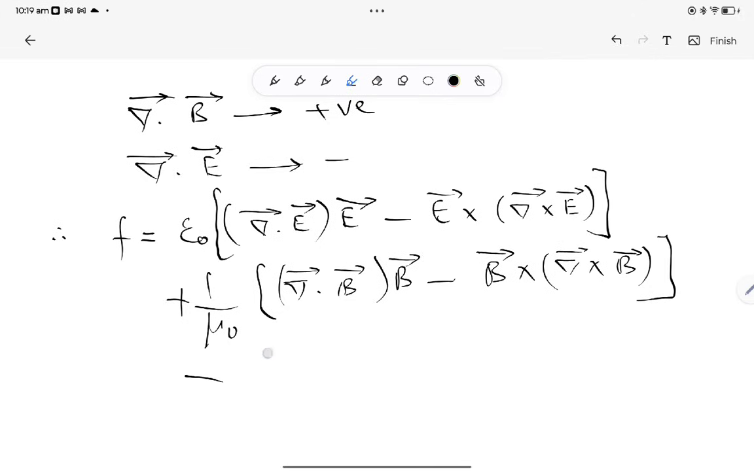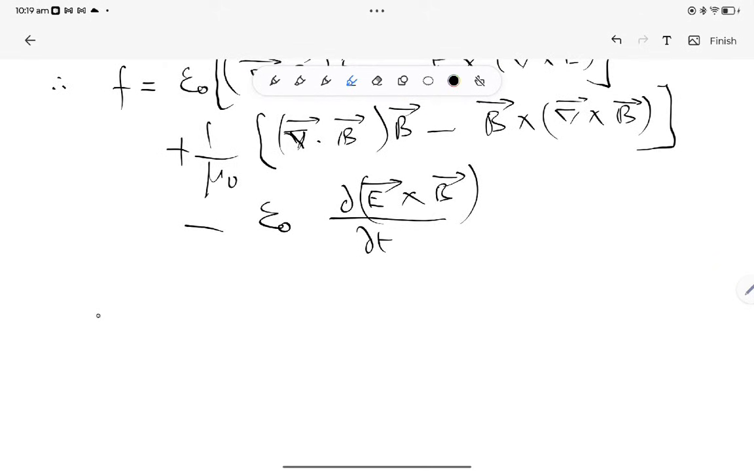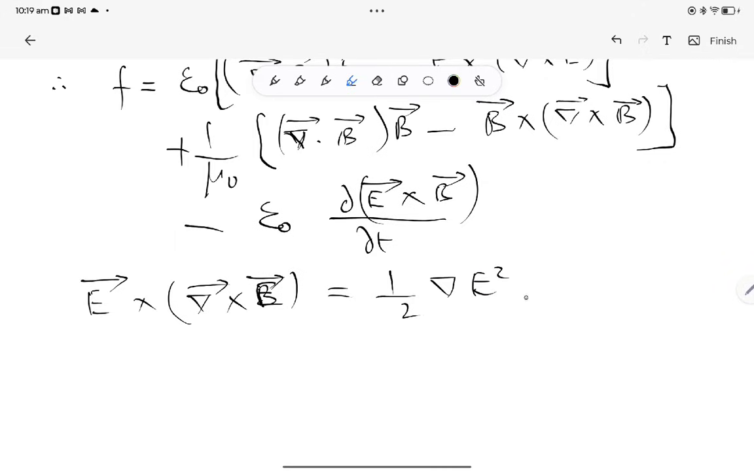Minus, lastly, minus epsilon naught del E cross B by del t. Okay. We now use our vector identity: E cross, E cross del cross E is equal to 1 by 2 del E square, minus E dot del into E.